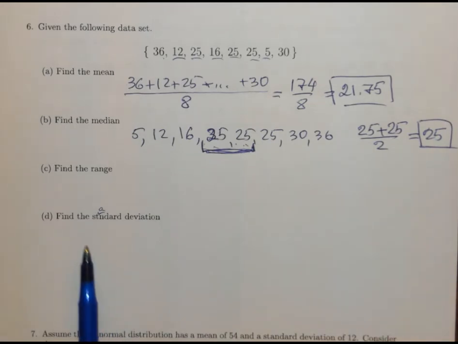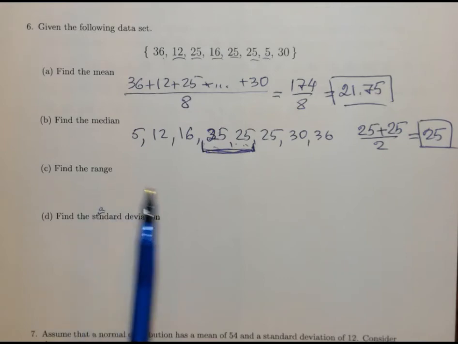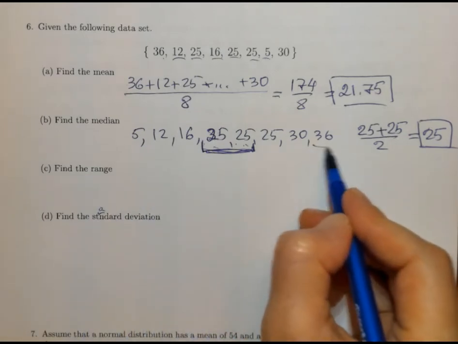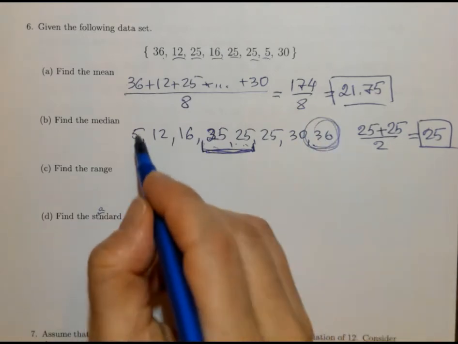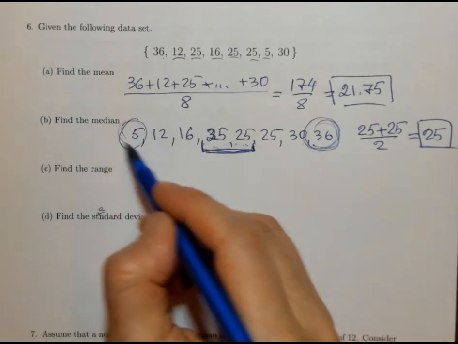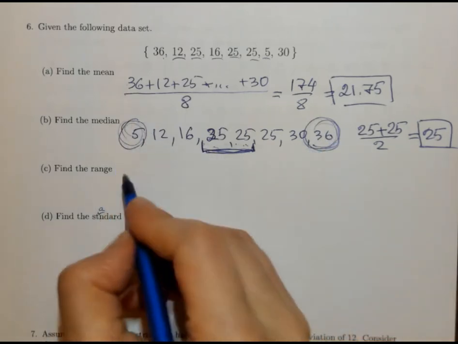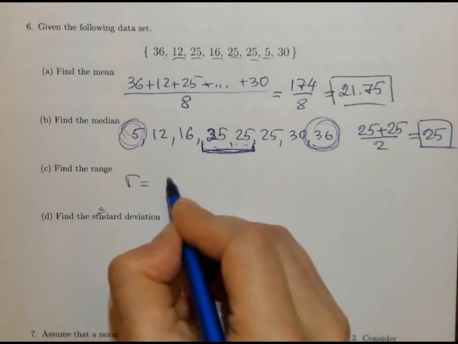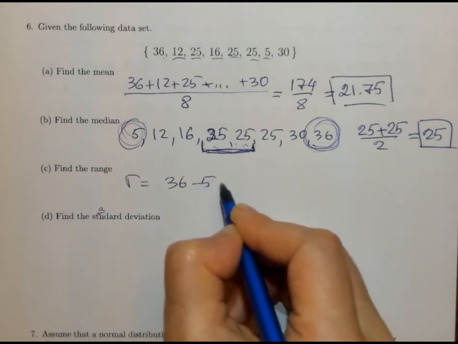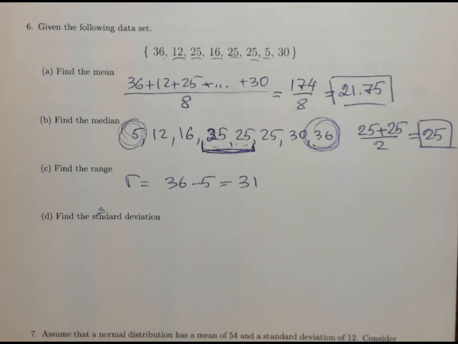Next we have to find the range of the set, and since we have the numbers arranged here, we just subtract the greatest number minus the smallest number, and the range will be 36 minus 5, it is 31.